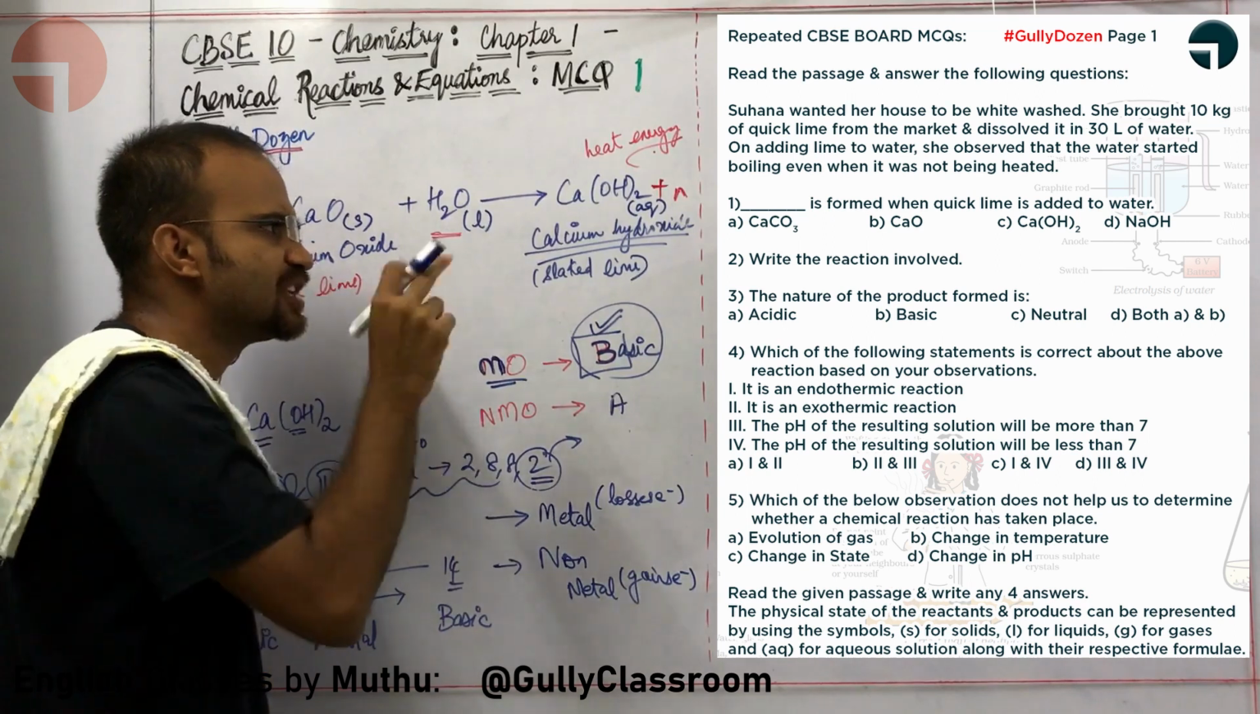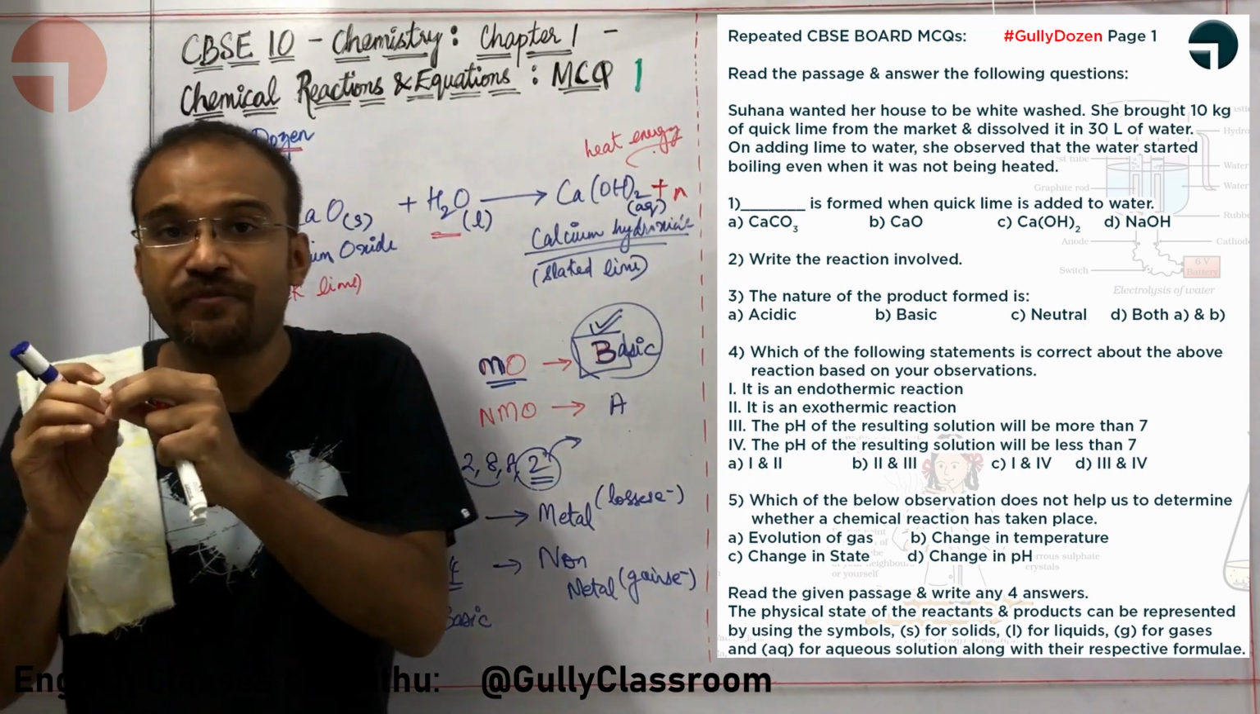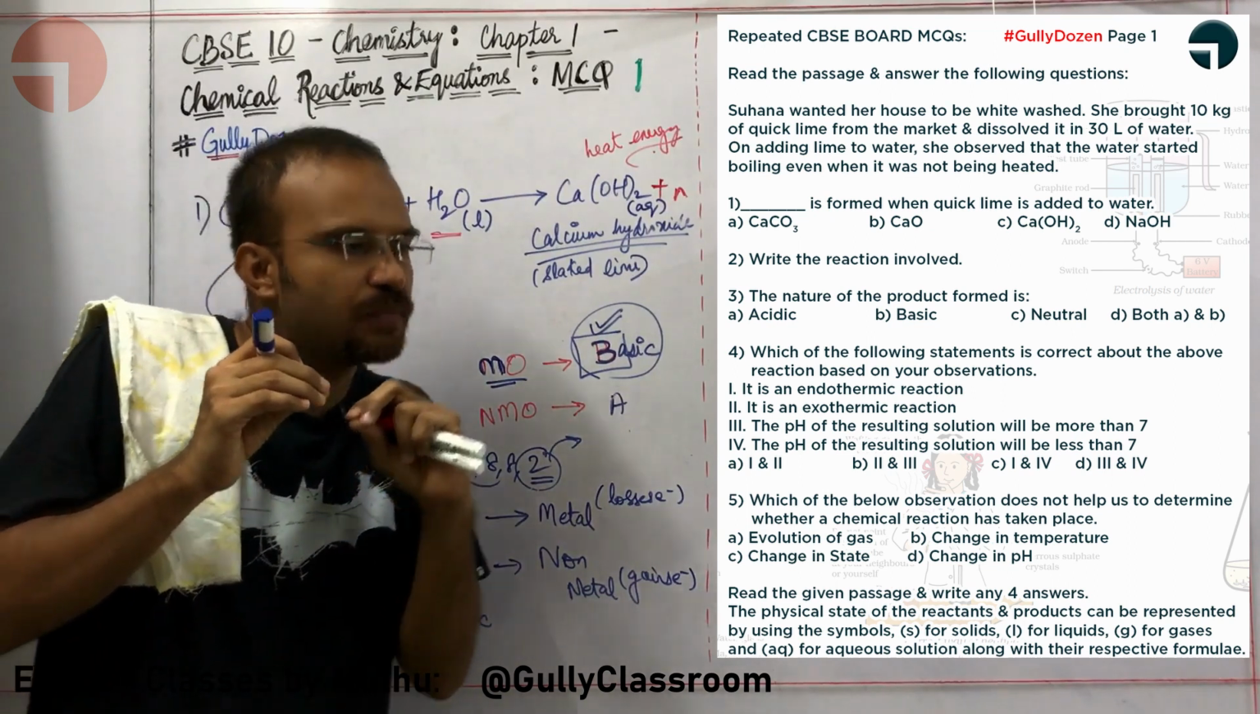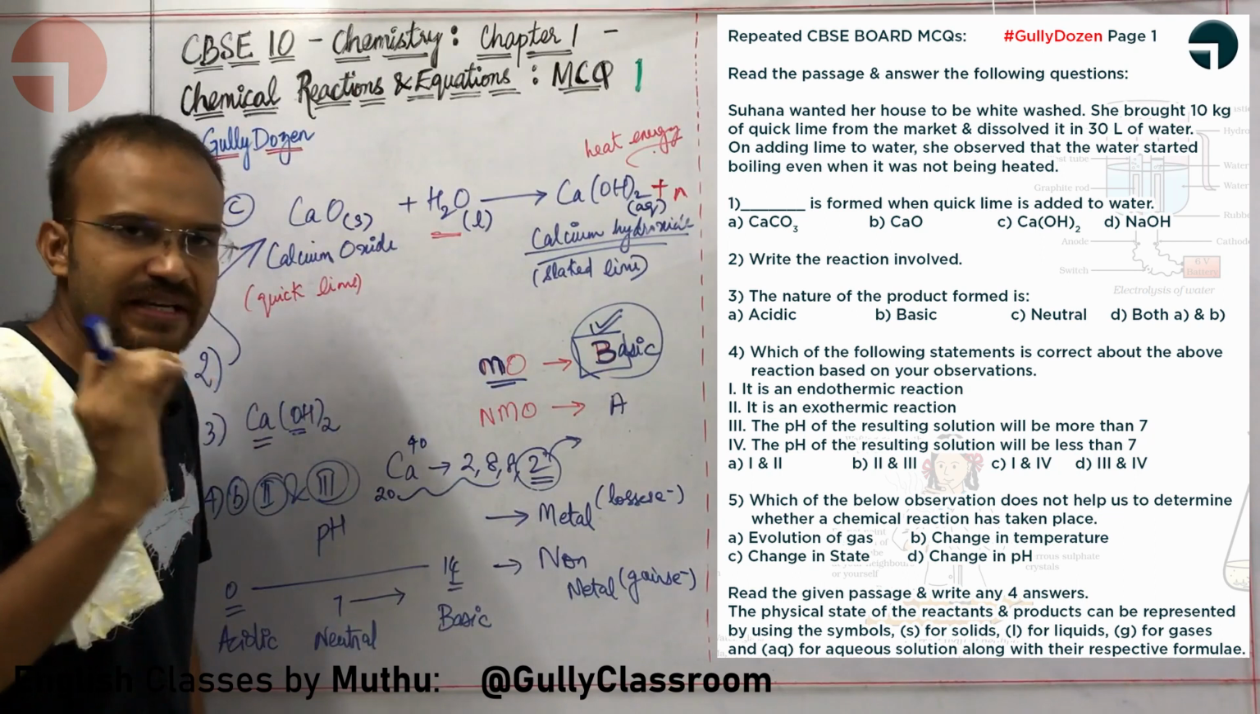Let us go for the last one, change in pH. A change in pH means some kind of an acid is converting into some kind of a base, which can also indicate a chemical reaction.